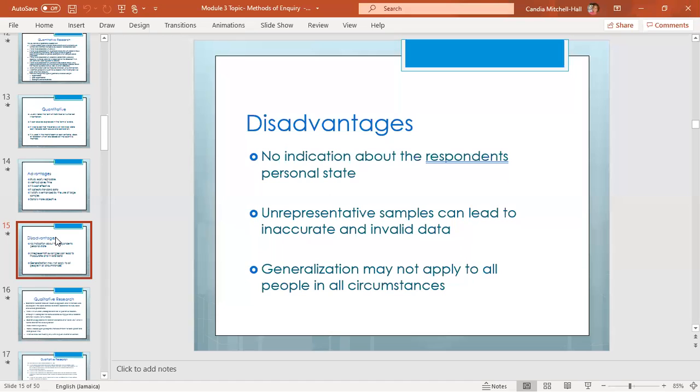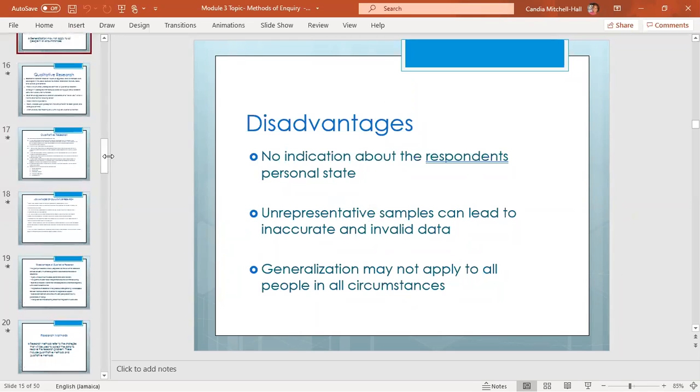And also, unrepresentative samples can lead to inaccurate and invalid data. Another one is that generalization may not apply to all people in all circumstances. So you collect all the information that you have, and you will tend to want to generalize the information. All right.